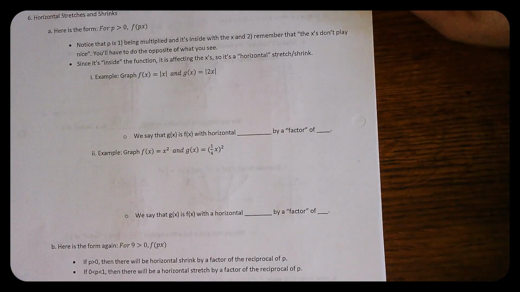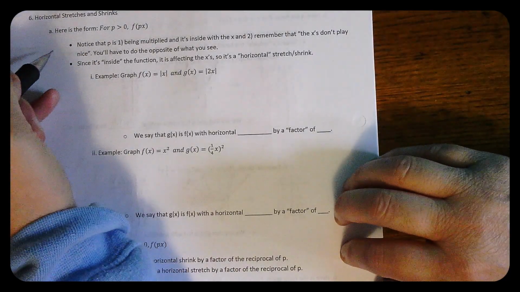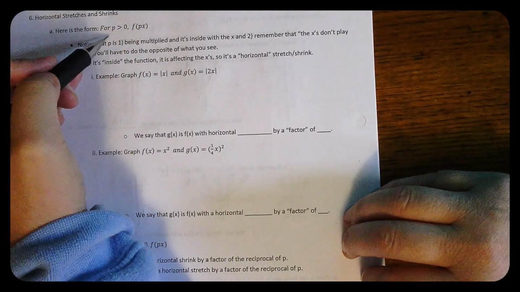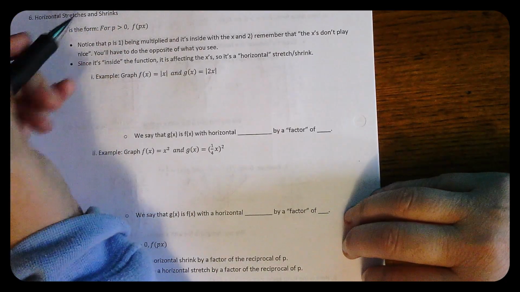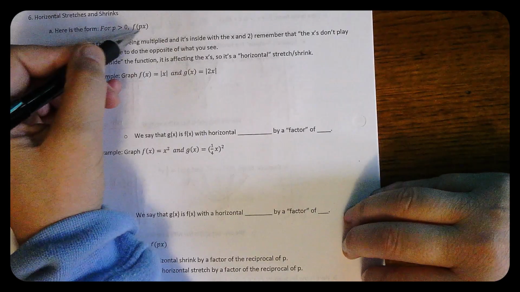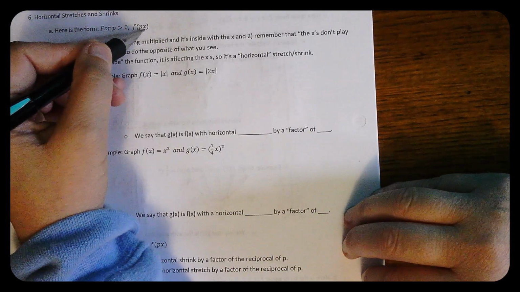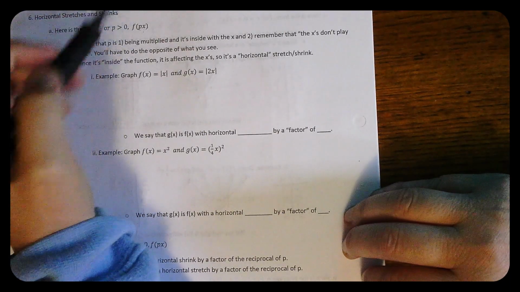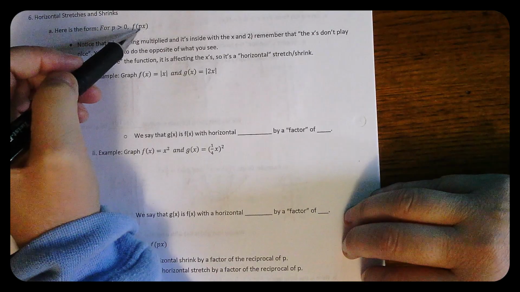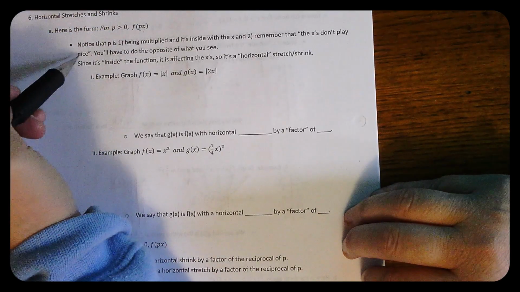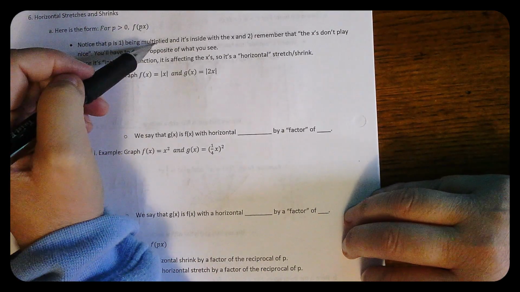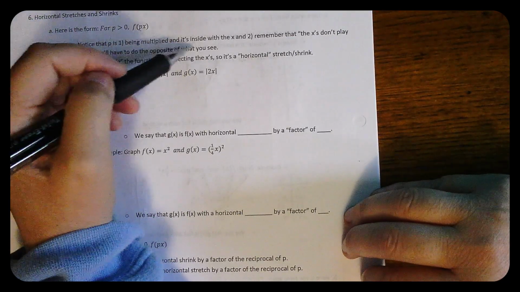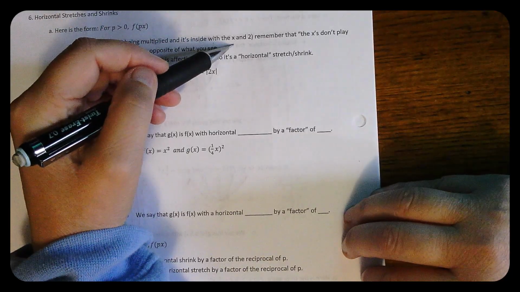All right, next thing. Horizontal stretches and shrinks. So here's the form. We're not going to deal with it negative because of what we just said here. If p is greater than 0, then if you see f of, and you see a number being multiplied in there with the x, so it's either going to be outside the function or inside the function. If that number is in there with the x, okay, notice that it's being multiplied, so it's changing x by some factor, and it's in there with the x, okay?